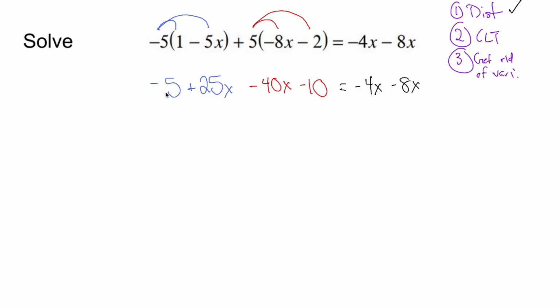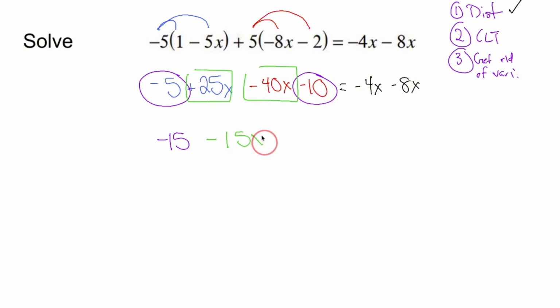All right, so on the left side, I see a -5 and a -10. Those are both regular numbers. -5 and -10 add up to -15. They're both negatives, and when you combine a negative with a negative, you still get a larger negative. And that's what we have here. We now have positive 25x minus 40x. 25x's minus 40x's is minus 15x. So that's me combining like terms on the left.